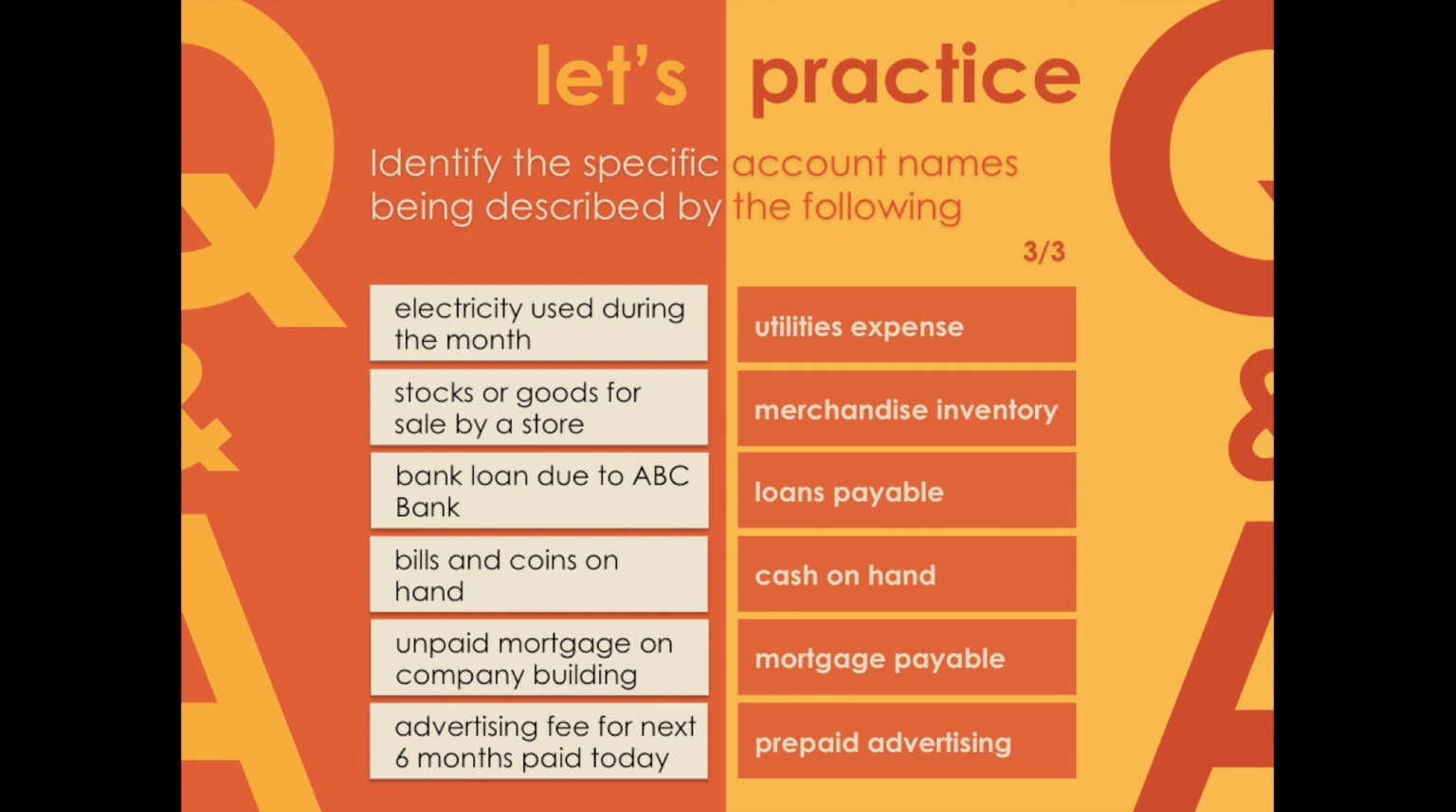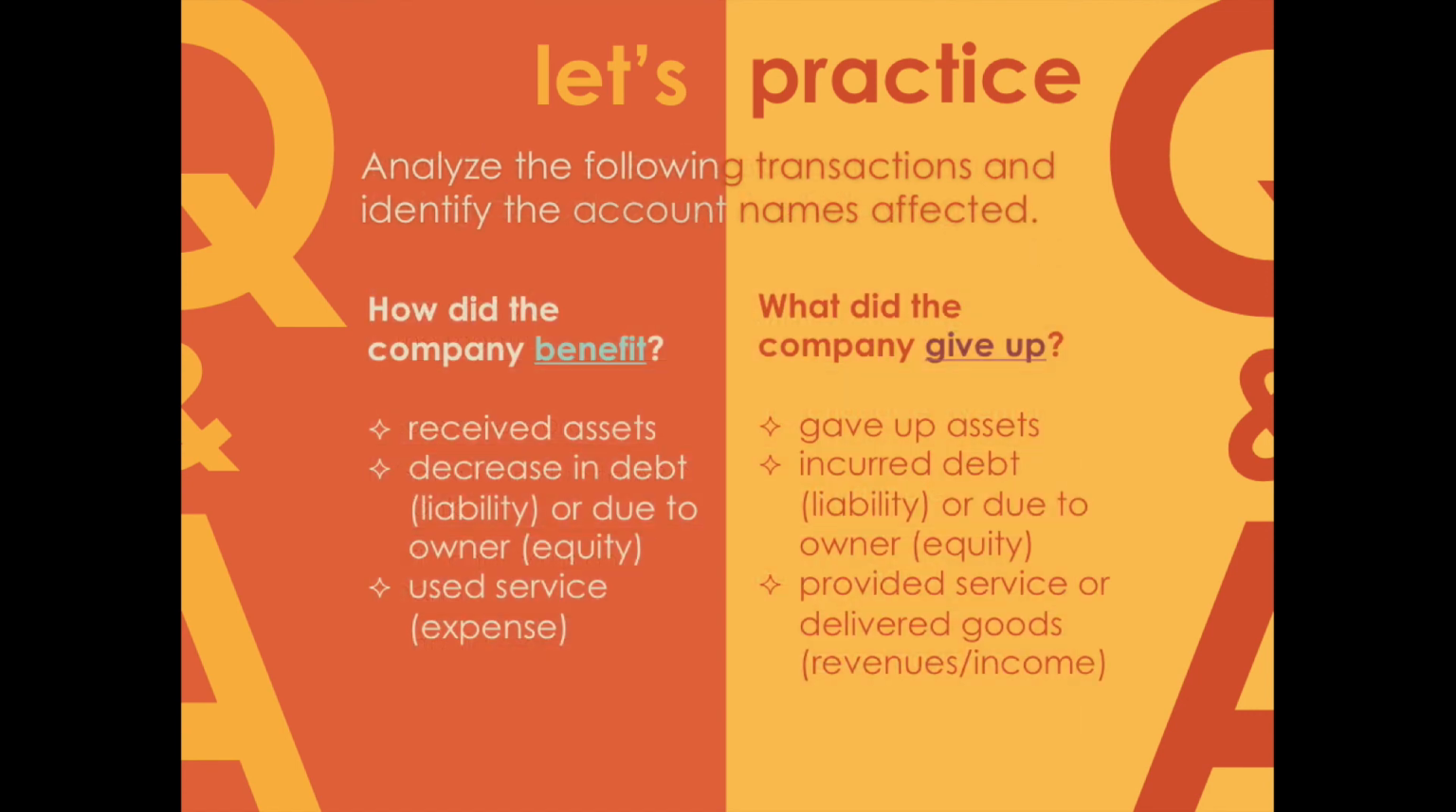And now let's move on to analyzing transactions and identifying which account names are affected. To identify which account names are involved, try to answer these two questions. How did the company benefit and what did the company give up? Because we're assuming that in every transaction, there's a give and take relationship. You receive something in exchange for something you give up.